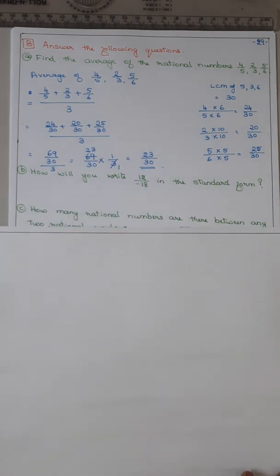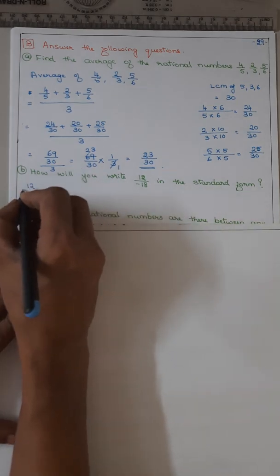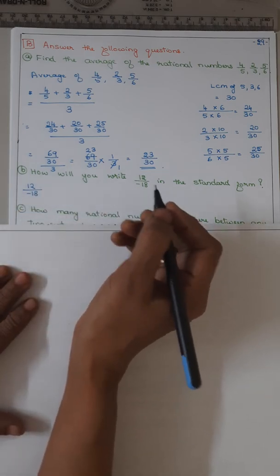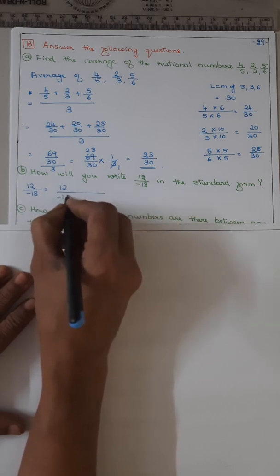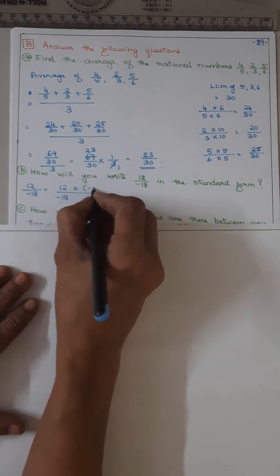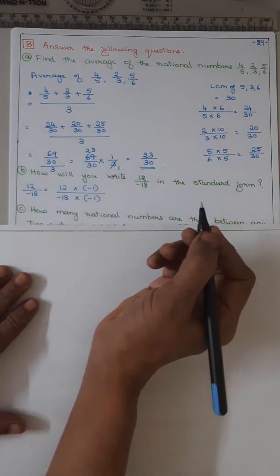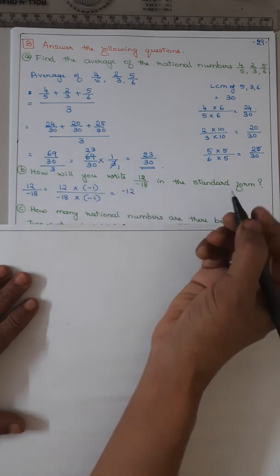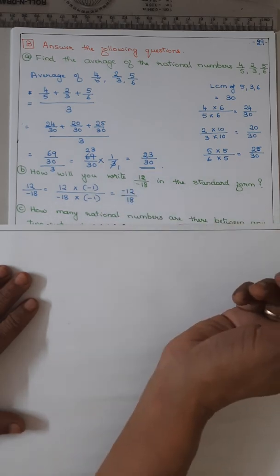Now how will you write 12 by minus 18 in the standard form? First what do we have to do? Multiply by minus 1. Why? To make the denominator positive. So the numerator will be minus 12 and the denominator will be 18.